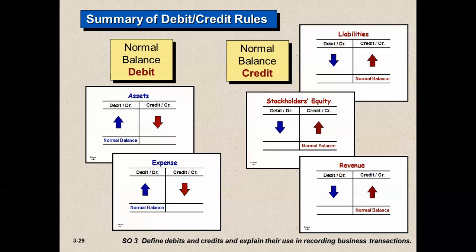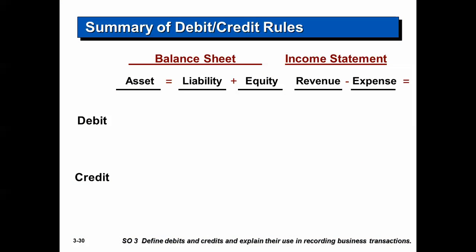Expenses only go up on the left. They never go down, so you don't even think about the right-hand side of the expense account. Liabilities go up on the right and down on the left. Shareholders' equity goes up on the credit side, down on the debit side. And revenue only goes up. It never goes down, so you always credit revenue. You never debit revenue.